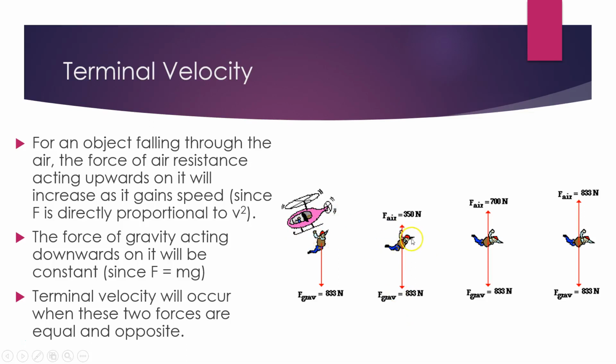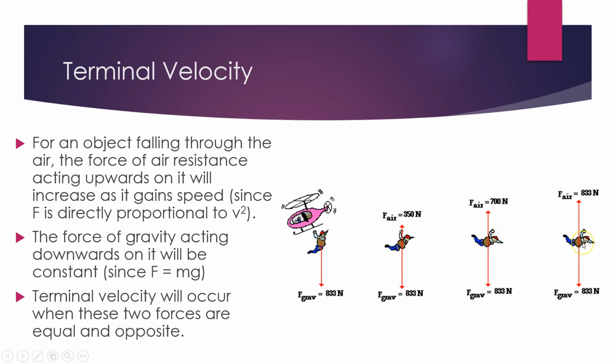And then we can see, this is like snapshots in time. Start, a little bit later again, a bit later again. As he speeds up, his force of air resistance will increase. So it's 350 newtons in the next snapshot, then 700, then 833. And we can see that the air resistance force is getting larger. In the first two, the force of gravity is still larger, so they don't quite cancel. So there's still an overall net force acting downwards, so he'll still continue to accelerate and speed up.